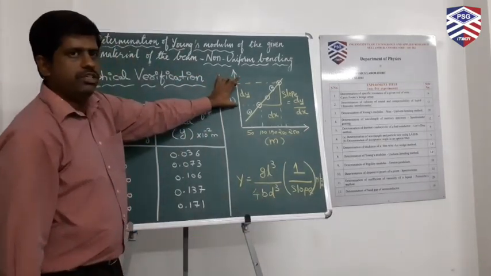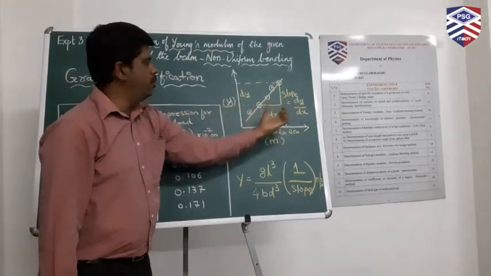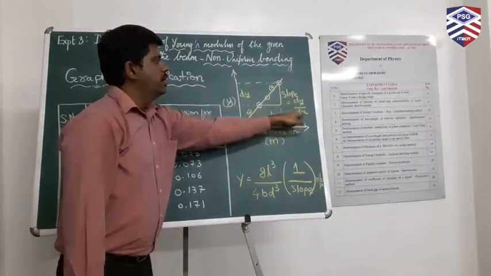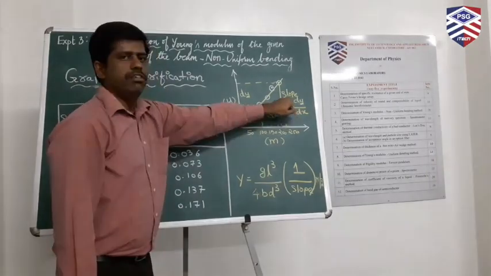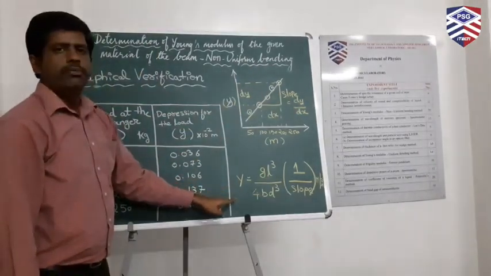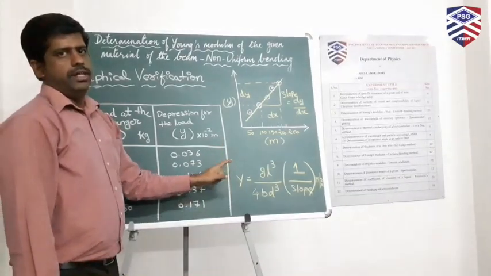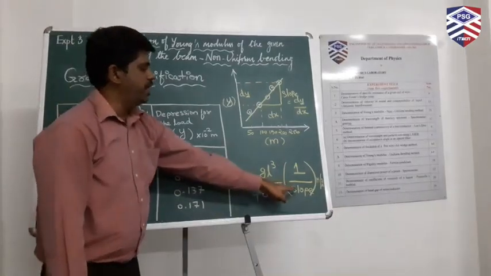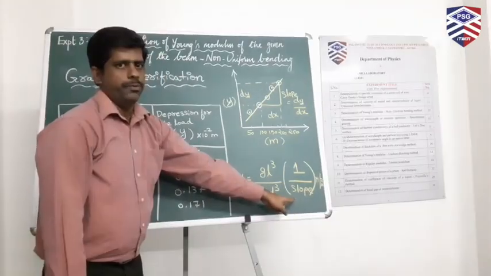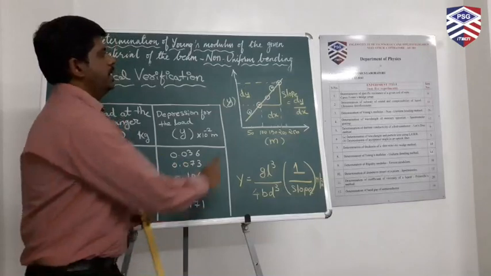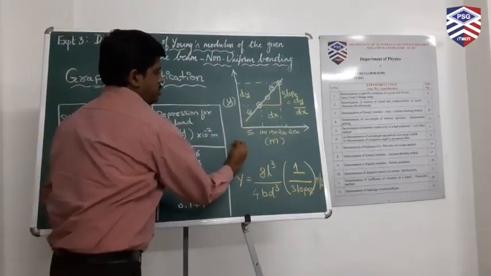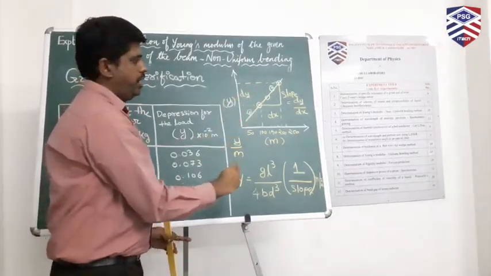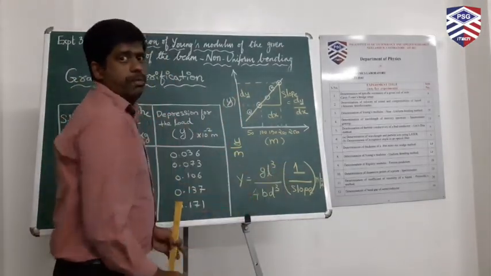Calculate the difference between these 2 points and represent it as dy. The difference between these 2 points along the x-axis is dx. The ratio of these two values will give us the slope. The formula to calculate the Young's modulus using the graphical method, the only difference here is that it is 1 by slope value, which is nothing but y by m. Since our formula is m by y, we have represented it as 1 by slope.